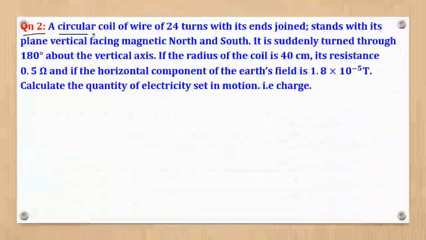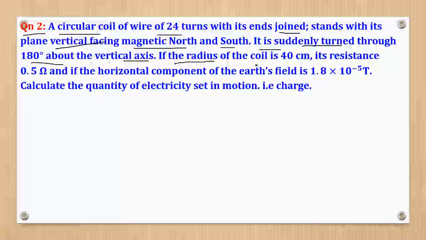Then question 2, a circular coil of wire of 24 turns with its ends joined stands with its plane vertical facing magnetic north and south. It is suddenly turned through 180 degrees about the vertical axis. If the radius of the coil is 40 centimeters, its resistance 0.5 ohm, and if the horizontal component of the Earth's field is this, calculate the quantity of electricity set in motion, i.e. the charge.